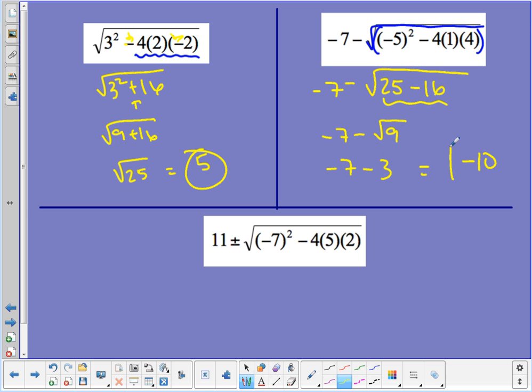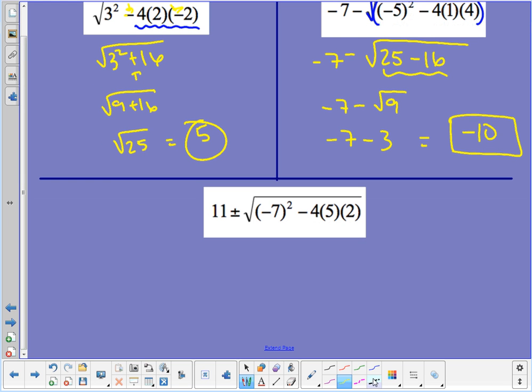a negative 10 there. Okay, and then in number 11, bunch of stuff under the radical first, so let's take care of that. I would have the square root of negative 7 squared is positive 49, then minus 4 times 5, which is 20, times another 2, which is 40, so minus 40.